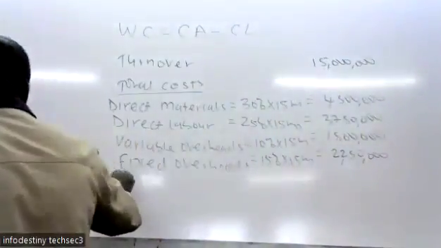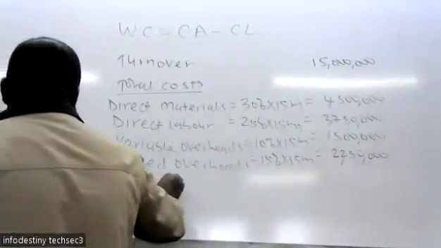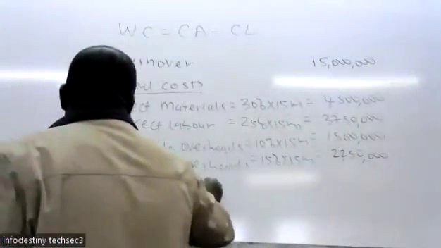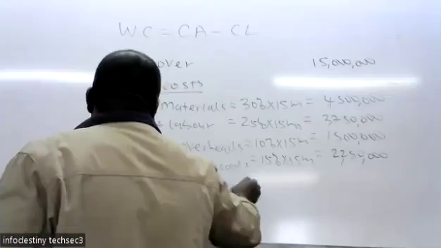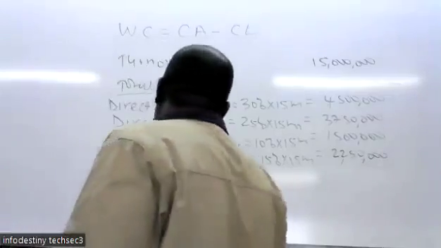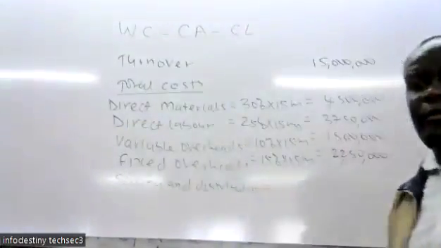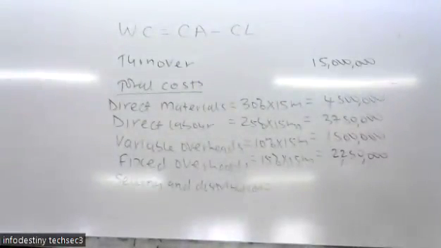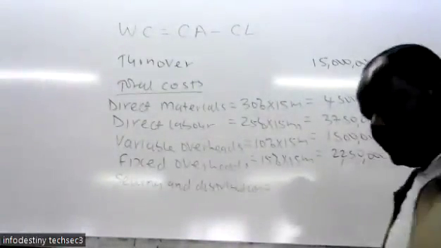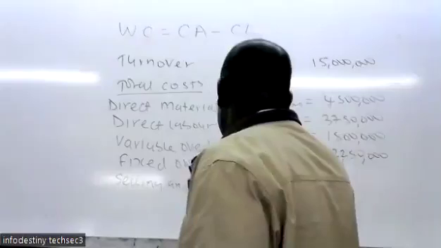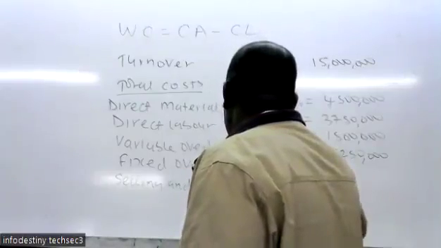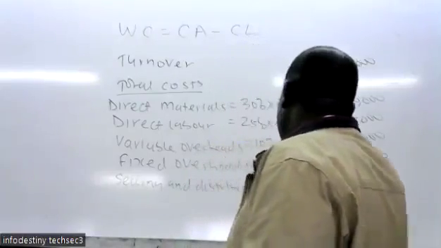You also get the one for the selling and distribution. Selling and distribution, it was which here? So we get 5% of the 15 million.